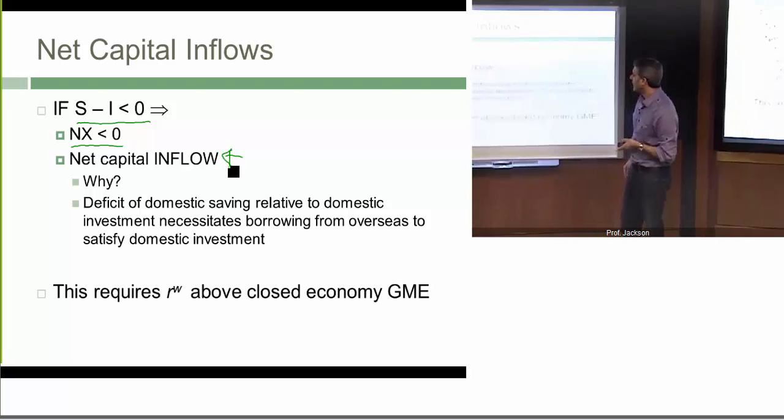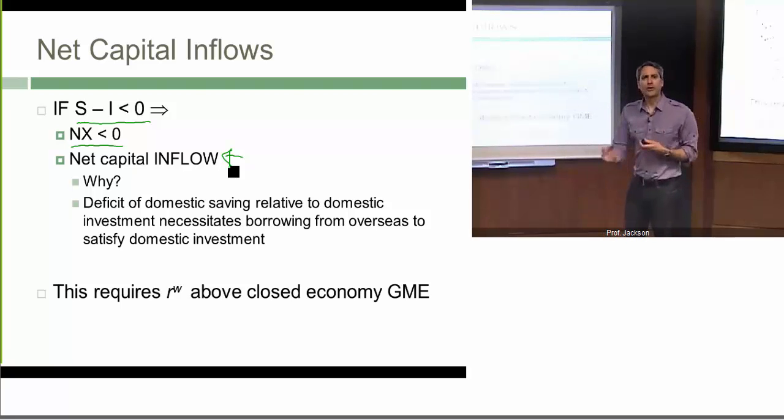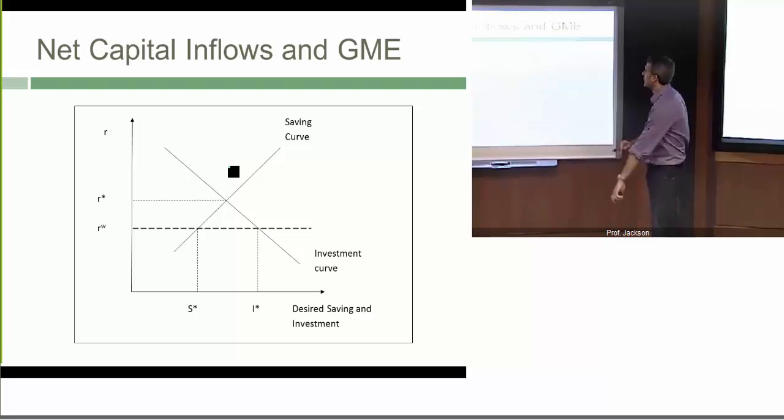And so this requires the opposite case that we saw before, where the real world interest rate is actually lower than the closed goods market equilibrium real interest rate that we saw before. And so here's the case where you have net capital inflows as a goods market equilibrium.